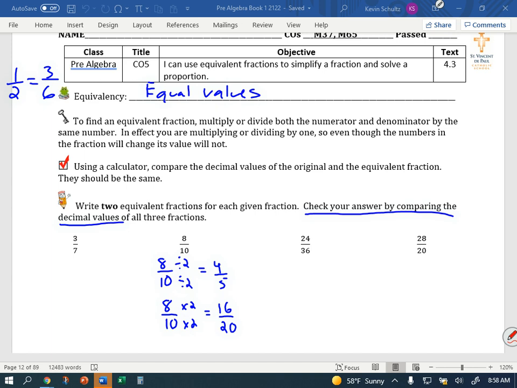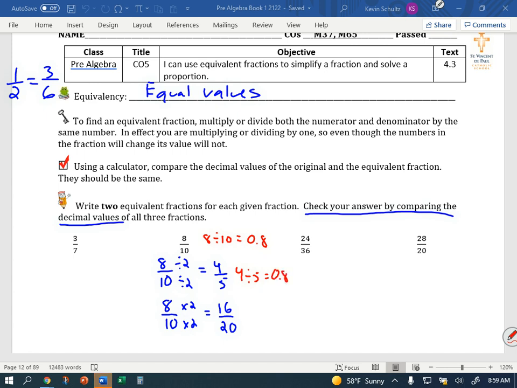Lexi, sorry. Okay, Camille, you had your hand up too? Exactly. Remember that a fraction is really just division. So if you take 8 divided by 10, what do you get? 0.8. Okay? So the decimal value of our original fraction is 0.8. Now go to 4/5. And you're going to divide 4 by 5. What do you get? 0.8.